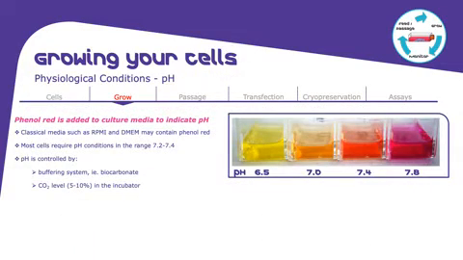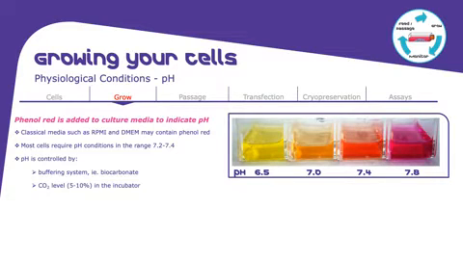When growing your cells, it is very important to keep them in physiological conditions, and pH is one of the very important elements. As you know, phenol red is added into cell culture media to indicate the pH level. The normal range of pH is between 7.2 and 7.4, and it is controlled in part by buffering systems like bicarbonate, but it is also controlled by the CO2 level in your cell culture incubator.